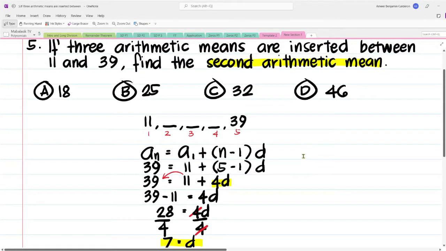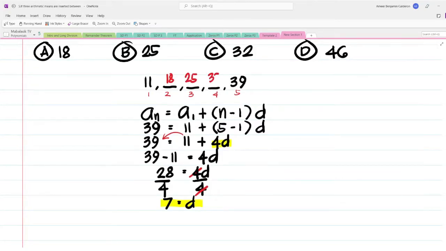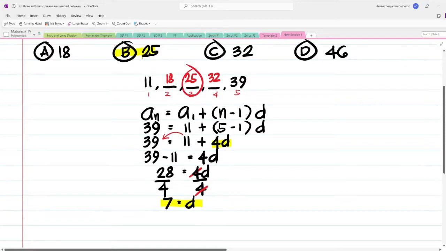So since this is arithmetic, so add lang tayo ng add. So 11 plus 7, 18, plus 7, 25, plus 7, 32, plus 7, 39. Check nyo lang para alam nyo kung tama talaga. Kapag sakto, tama. Pag hindi, mali. Hinahanap natin the second arithmetic mean. So that is B, 25. Next problem.